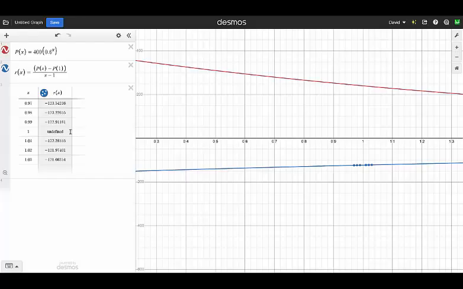Now, why is R of x undefined at that point? Well, let's think about that. So why is R of x undefined? Well, let's see here. P of x is our function. At x equals 1, P of 1 is 24. P of 1 is 24.